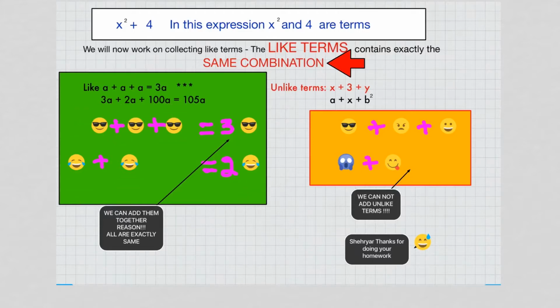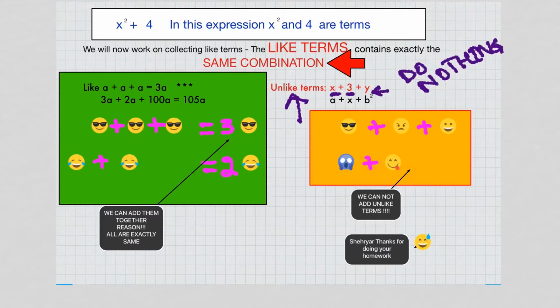So now let's look at the unlike terms. In unlike terms, what we would see is that we don't have the exact same combination. This x is a different term, 3 and y, nothing in common, so we do nothing. We can't do anything in this one. We write it exactly like this.